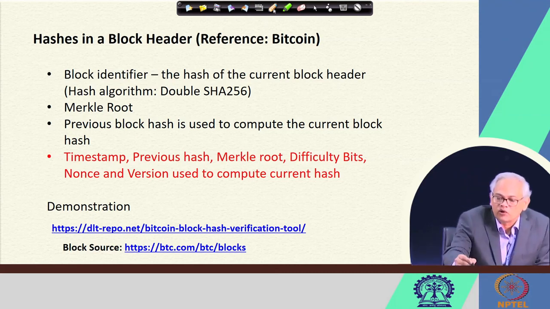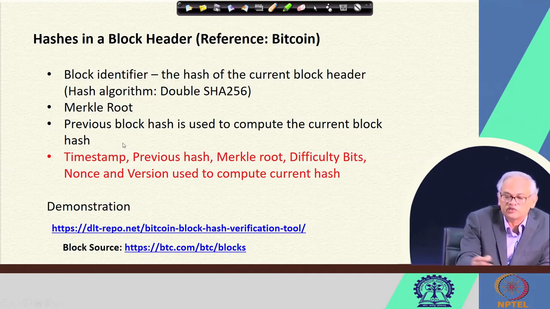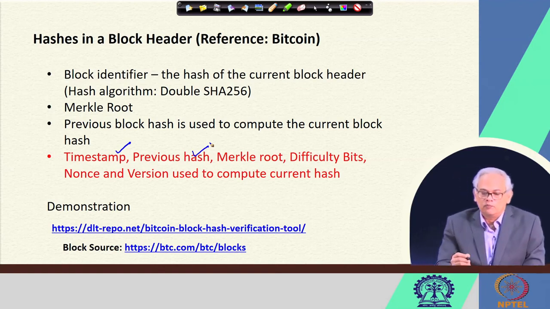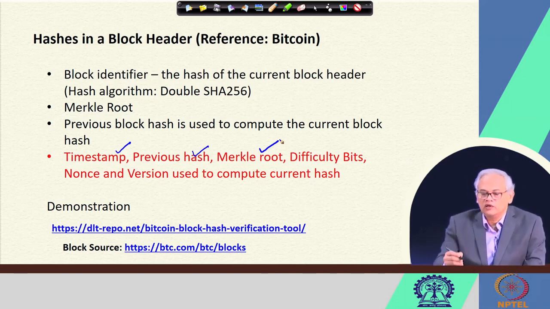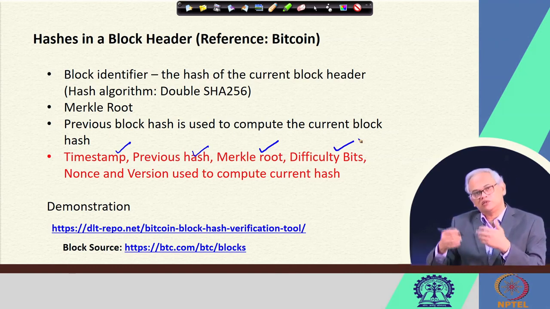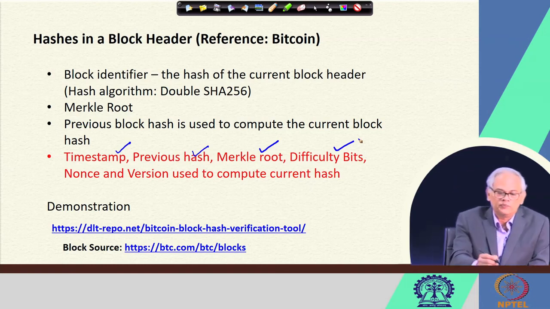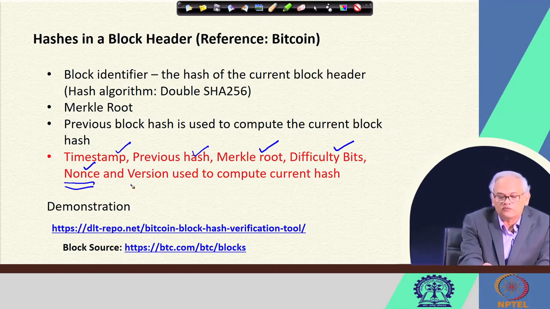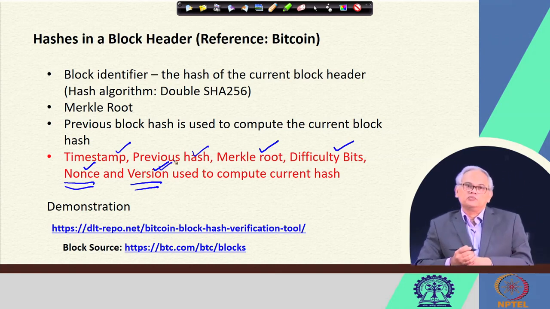So, this is important: when we are computing the current hash, we have to use the timestamp, we have to use the previous hash, which is the hash of the previous block kept in the block header of the previous block, the Merkle root, which is based on the current set of transactions in this particular block, the difficulty bits which are specified and which change over a period of time, adjusted for certain reasons which we will talk about later. The nonce is basically the one that one has to come up with, along with the version which is also specified for the current block that is being mined.